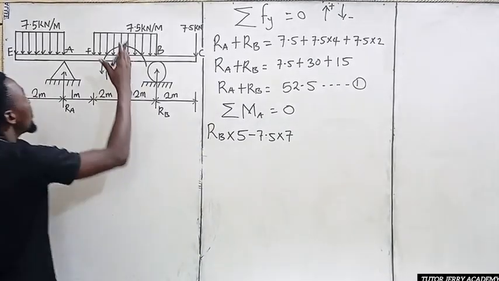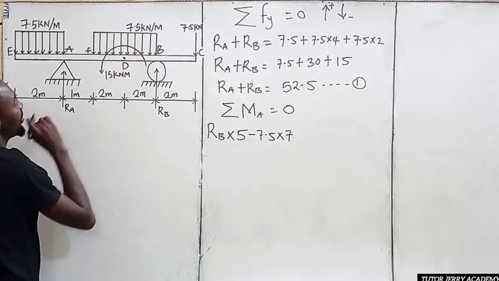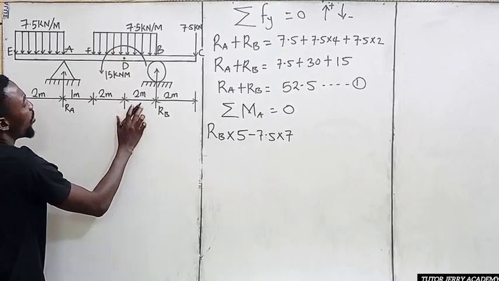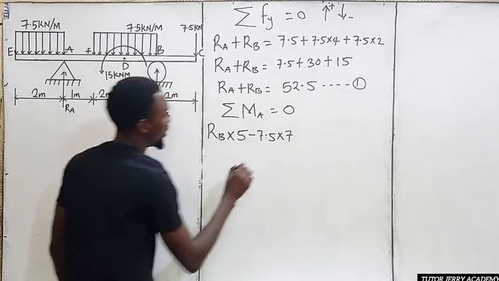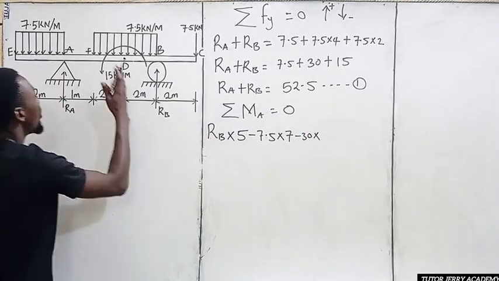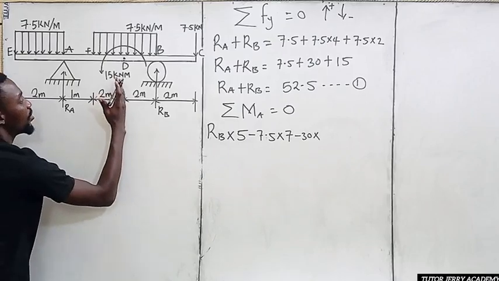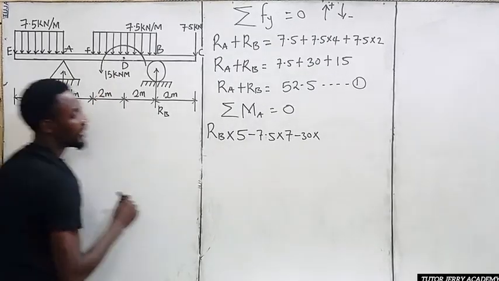So now if you consider this uniform distributed load here, 7.5 multiplied by 4, that is 30. So we are going to have minus 30 multiplied by the distance. Don't forget, it's going to act at half of this distance. So it's going to be 2 plus 1, that is 3.